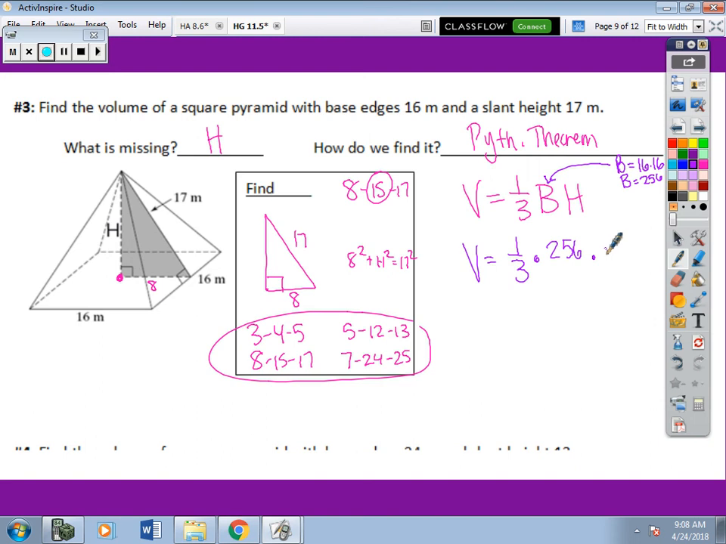We found our height was 15. What do we get when we multiply all of that together? Marquise? 1,780. Good. And that would be meters cubed.